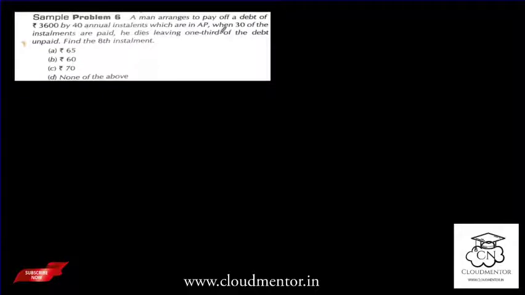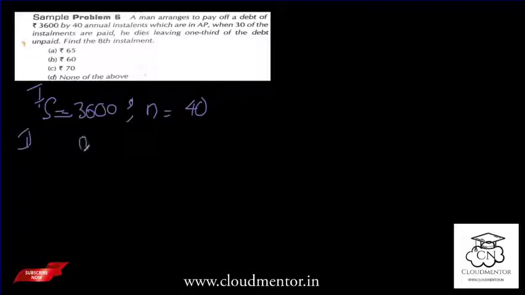This is step one: firstly we write all the given information in order. The given information is the sum, S equal to 3600, the total amount we have to pay, and the number of installments is 40. And let a and d be the first term and common difference of the AP. This will be the a and d.